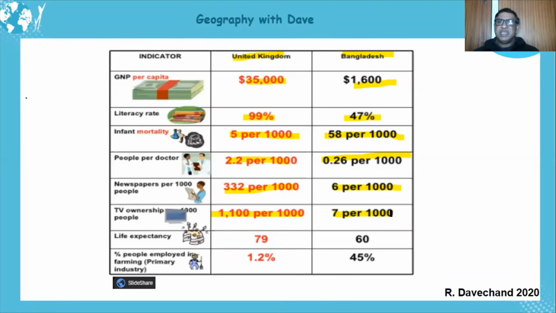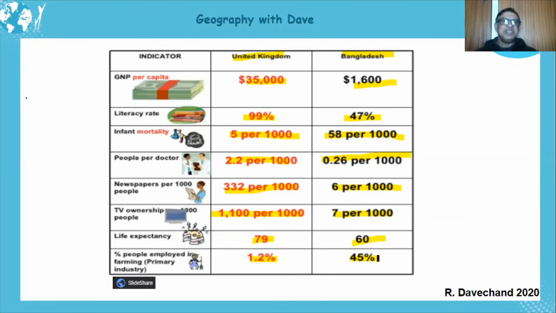There's massive differences, eh? And it affects development. Life expectancy is 79 in the UK, 60 in Bangladesh. Look at this: people employed in the primary sector, in farming, 1.2%. Now look at here, 45%. So let alone the farming only, we have 45% involved. It just gives you an idea how development will be affected.